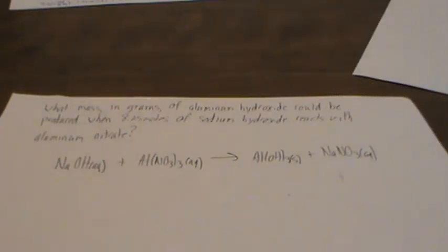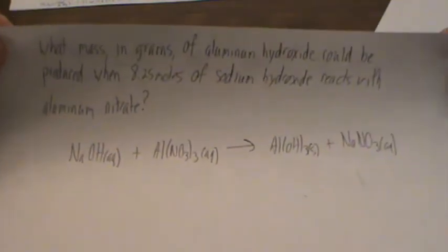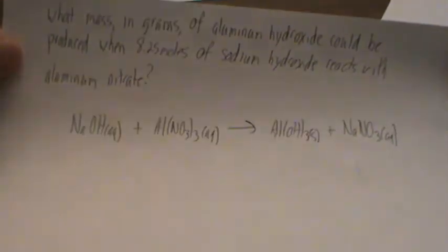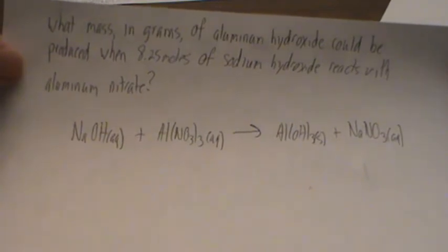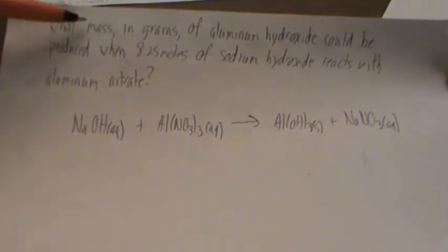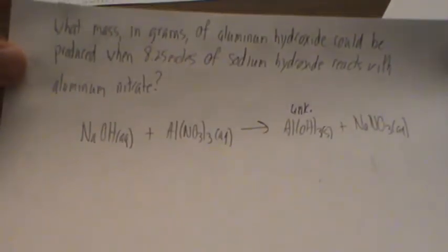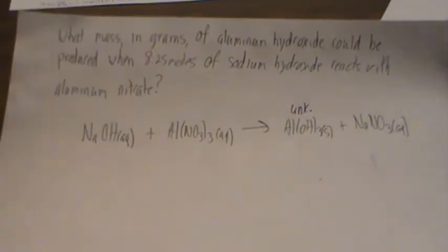Now, we don't always have to start with the amount of our known. Sometimes we can start with moles of our known, or we can go to moles of our unknown. So to show you an example, it says what mass in grams of aluminum hydroxide could be produced when 8.25 moles of sodium hydroxide react with aluminum nitrate. What mass in grams of aluminum hydroxide? So aluminum hydroxide is going to be our unknown. And we have 8.25 moles of sodium hydroxide.